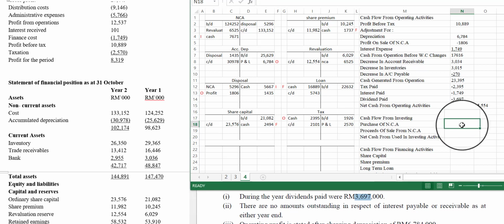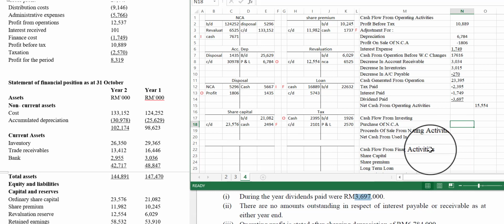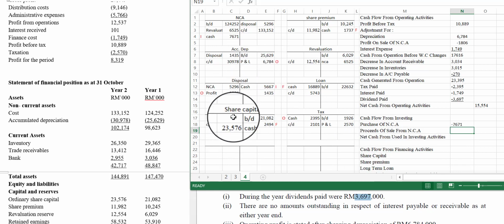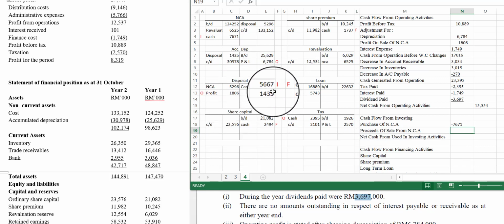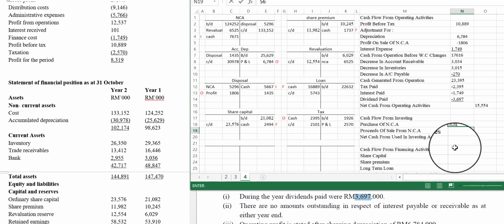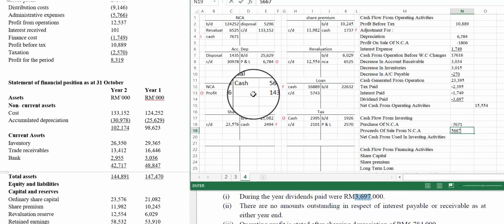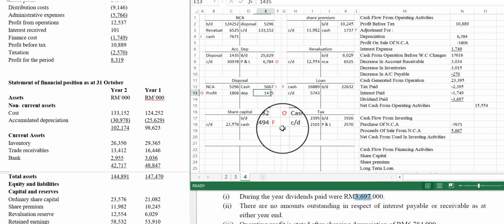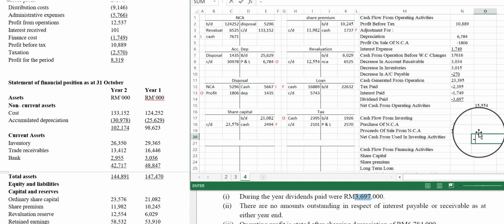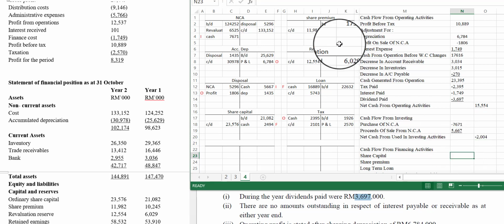Okay. Next, your purchase of NCA means this amount. The purchase of NCA is minus 7671. Buy NCA, buy your non-current asset, means that your money goes out. Okay. Proceeds from sales of assets. Now you dispose it, right? 5667 you receive. So this 5667 is the money that you receive. Now this is the depreciation. So total in terms of investing activities, you actually have a negative of 2004 because you purchase more than you receive. Okay. Share capitals, you have it here.